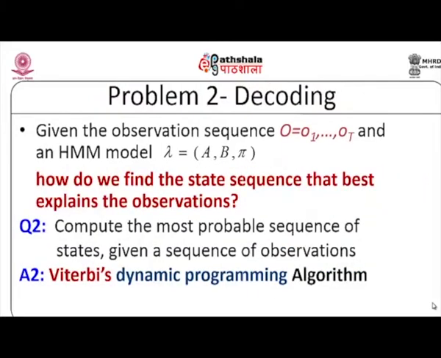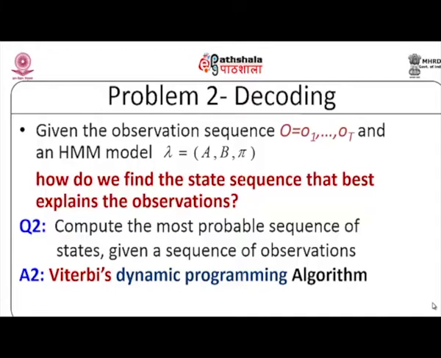The second problem is decoding. Given the observation sequence O equal to O1 to OT and the HMM model lambda equal to A, B, pi. Remember, A is the transition, B is the emission, and pi is the initial probability. How do we find the state sequence that best explains the observation? Previously, we asked what is the probability of that sequence. Here we want to find the best state sequence that gives me these observations.